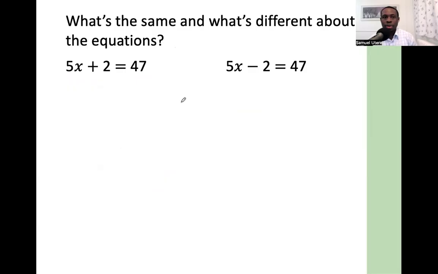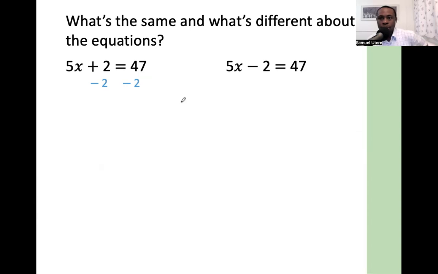Let's look at some more examples. But before we do that, what's the same and what's different about these equations? Well, what's different is that we have 5x add 2 for the left-hand side equation, but we have 5x subtract 2 for the right-hand side equation.